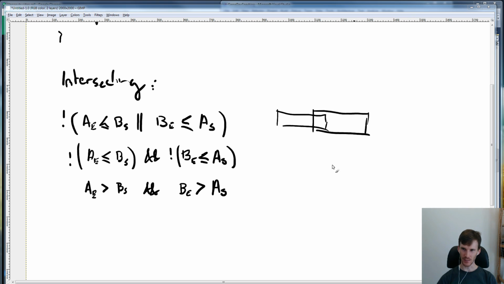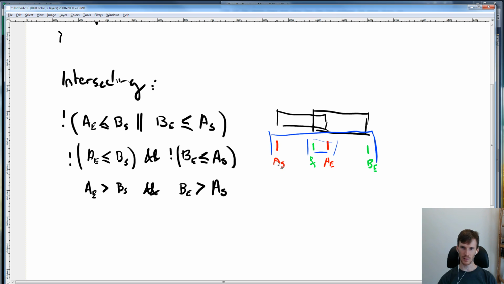Let's see. So if this is A start and this is A end and this is B start and this is B end, we can go through this. Is A end greater than B start? And look, yes it is. So we're comparing those two pairs. And the other one is, is B end greater than A start? And we're comparing these two pairs. And in both cases, yes and yes.